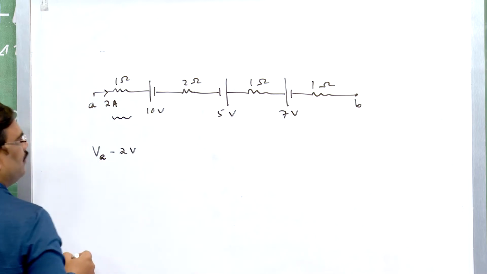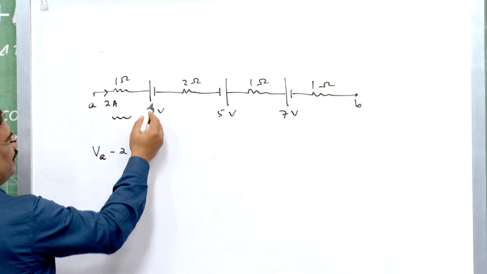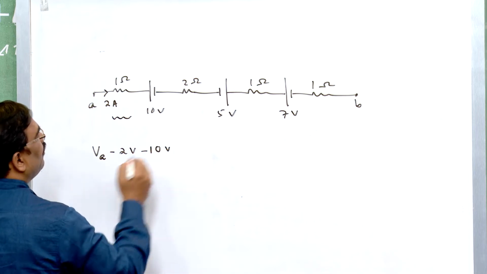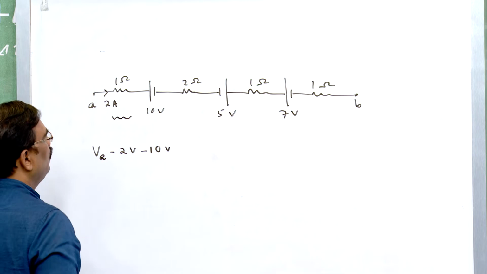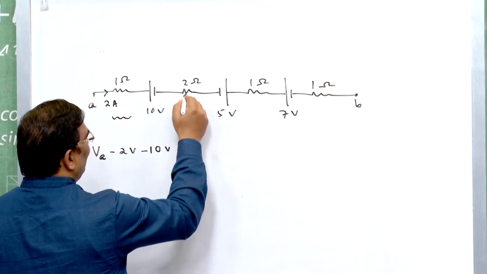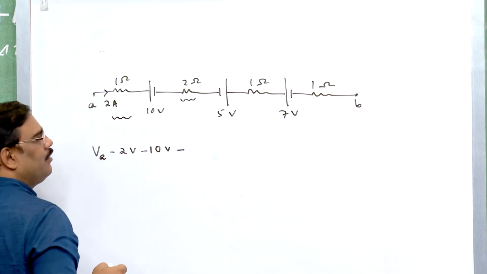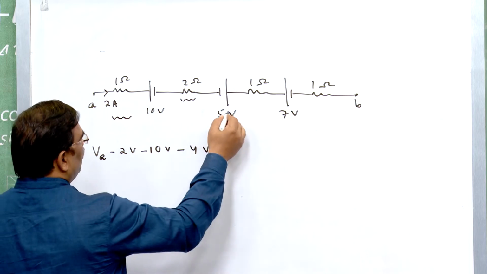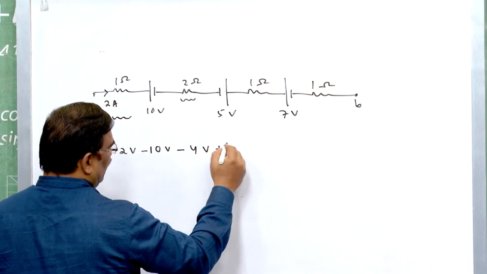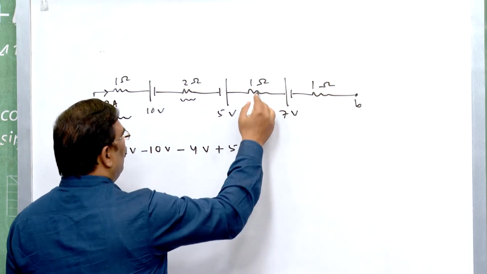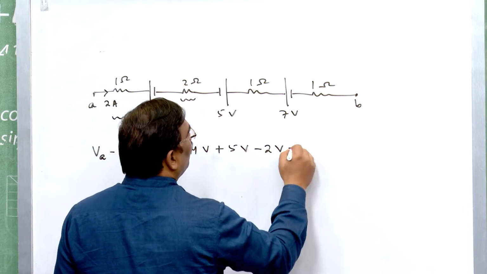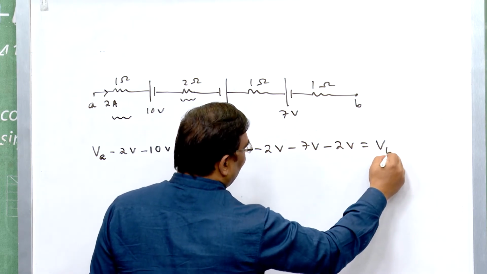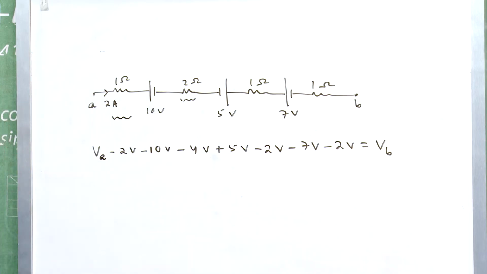When I proceed further, what I see is that a battery is connected reversely, so it will drop my potential again by minus 10 volt. Now, proceeding further, this resistor will drop my potential again by 4 volt, and this battery supports me, gives me potential plus 5 volt, and this is minus 2 volt, minus 7 volt, minus again 2 volt, and finally, I arrive at B.